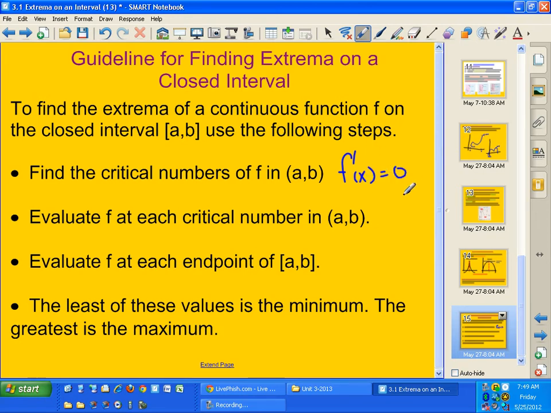We'll evaluate each critical number, so we'll plug those numbers back into the original function to figure out whether they're maximums or minimums. Since we're on a closed interval, we would also check the endpoints a and b. If it's just an open interval, we don't have to check the endpoints. These critical numbers will be the maximums and minimums where the derivative is equal to 0, but if it's a closed interval, then we have to check the endpoints too. And then, of course, the smallest value will be the minimum, and the greatest value will be the maximum.